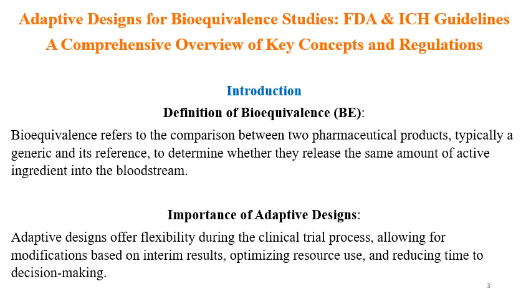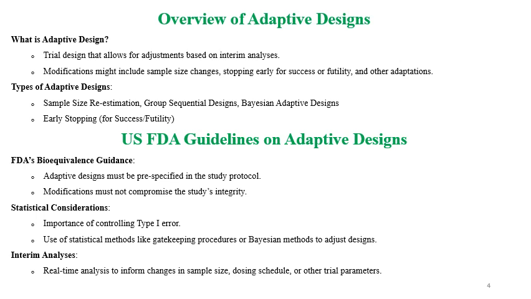That means you are allowing modifications in the design based on the interim results. And that's why you can optimize resource use, you can reduce the number of patients or subjects, and you can reduce the time for making the decision. So this is the importance of adaptive designs. You can also make an adaptive design saying that if bioequivalence fails in 50 subjects, then I will go for another 50 subject testing. Now I hope you are clear on this, and now we will go through the other slides in detail.